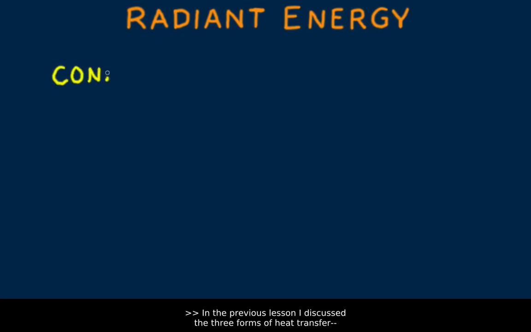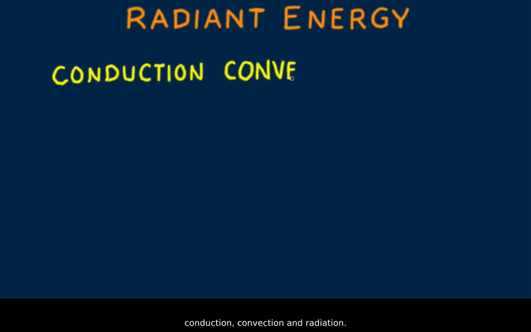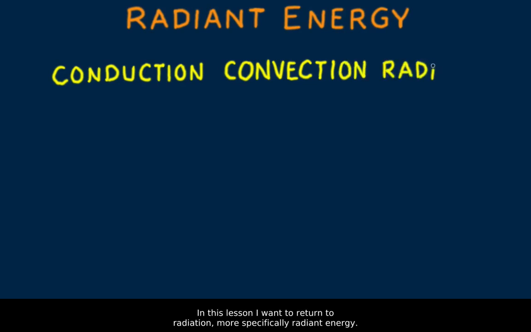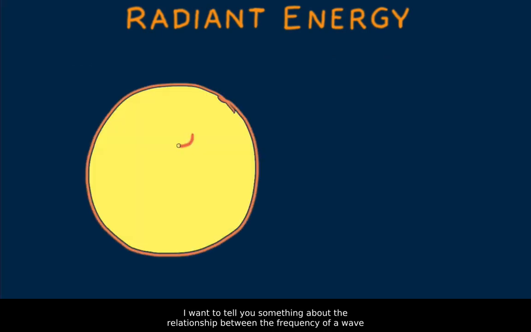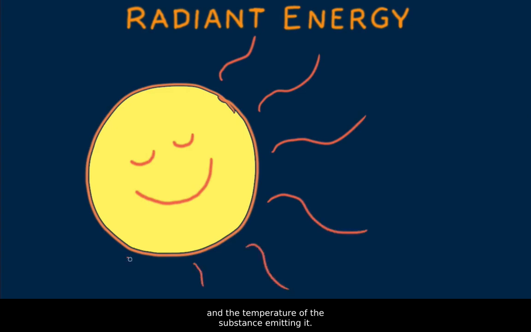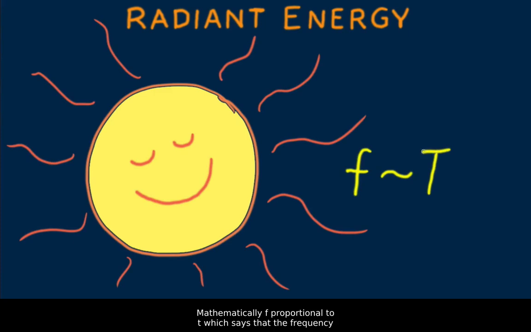In the previous lesson, I discussed the three forms of heat transfer: conduction, convection, and radiation. In this lesson, I want to return to radiation, more specifically, radiant energy. I want to tell you something about the relationship between the frequency of a wave and the temperature of the substance emitting it. Mathematically, F proportional to T, which says that the frequency of emitted radiant energy is directly proportional to the absolute temperature of the emitter.